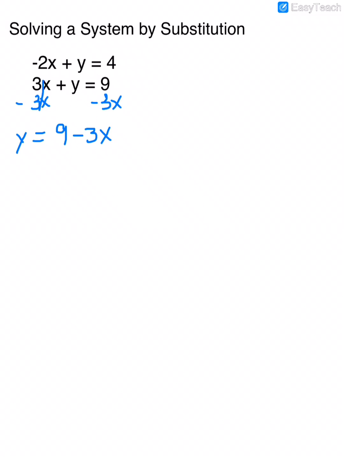Okay, so now that I've gotten y by itself, y equals 9 minus 3x. So I'm going to take 9 minus 3x and substitute it into the other equation where the y is.